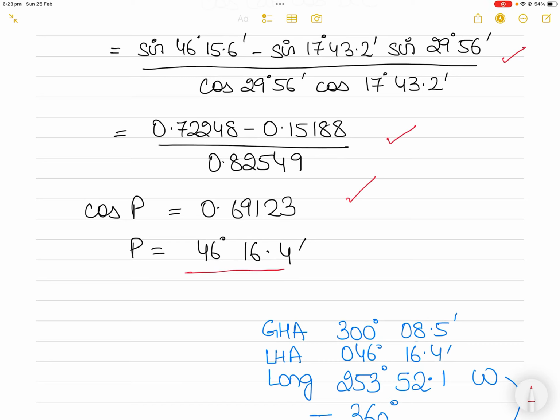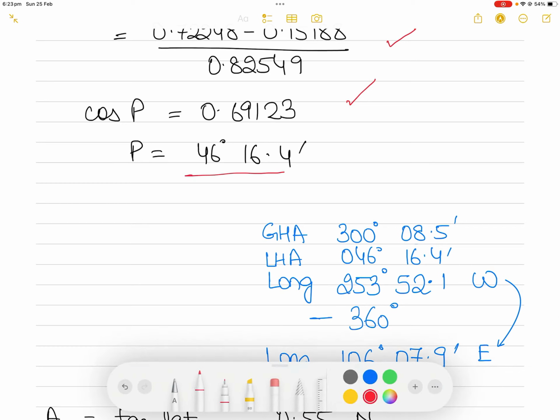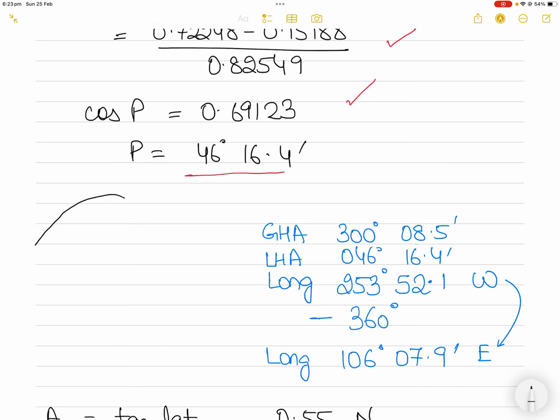Now here, the tricky part comes in where students don't know whether this is P or LHA. So how do we determine whether this is P or LHA? By a drawing. So what we do is we draw a diagram. You can just draw a circle and you draw the celestial Greenwich meridian like this, call it GM, celestial Greenwich meridian.